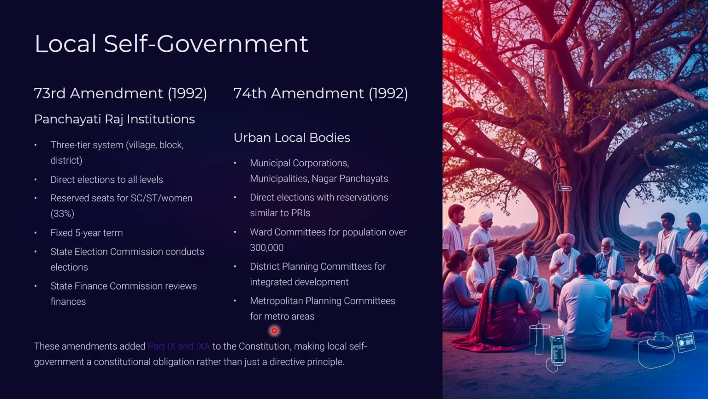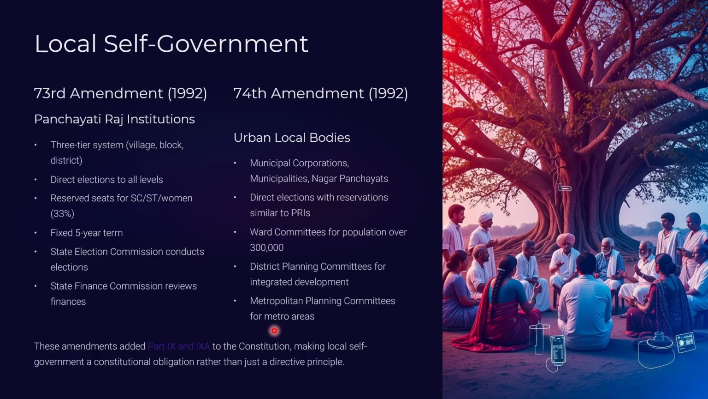local self-government. By the 73rd Amendment 1992, Panchayati Raj institutions have a three-tier system: village, block, and district. Direct election at all levels, that is village, block, and district, and reserved seats for SC, ST, and women. Nowadays, 33% for the women.